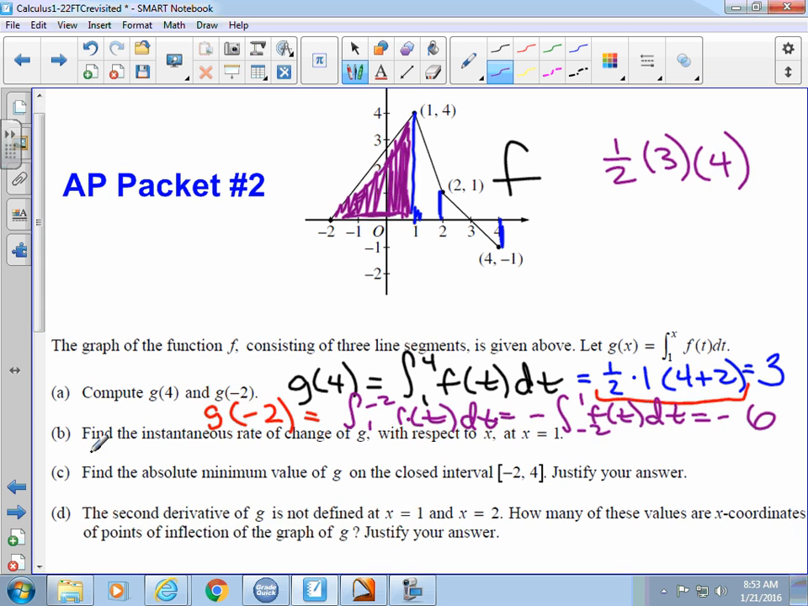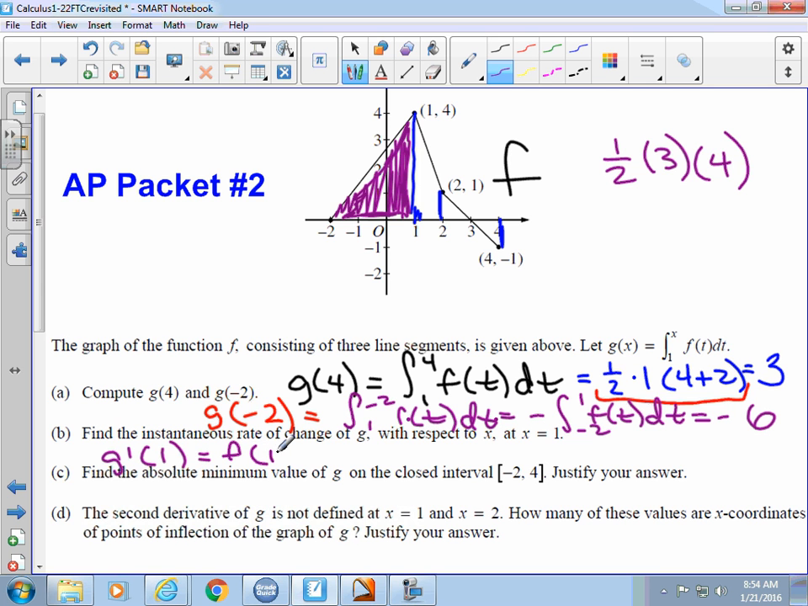Find the instantaneous rate of change of g with respect to x at x equals 1. Don't you love AP and their ways they throw things at you? What do you need to know about instantaneous rate of change? That's the derivative. So aren't they really asking you to find g prime of 1? It'd be nice if they just said that, but they didn't. Well, what is g prime of 1? What'd you say? 4. Why is it 4?